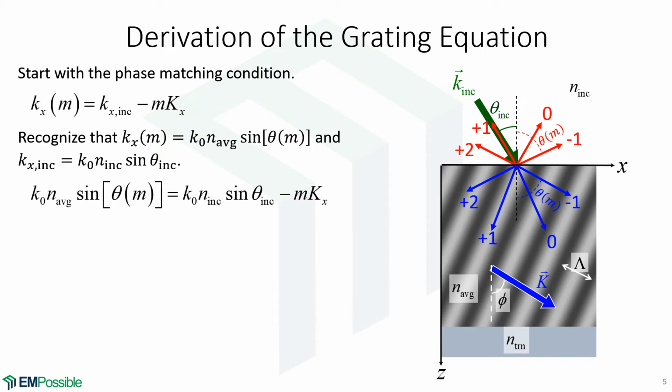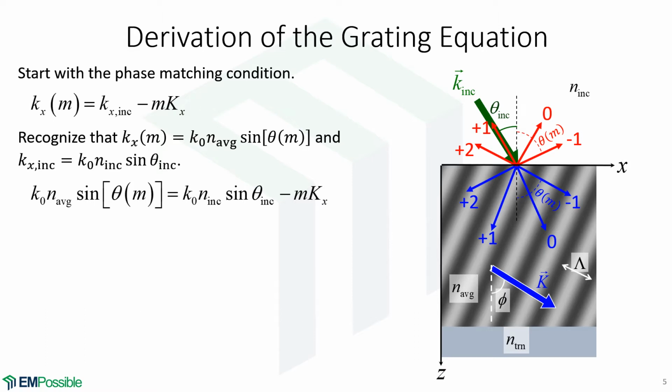So we recognize that the tangential component of the wave vector associated with our diffraction orders is their magnitude times sine of their angle. Likewise, our incident wave vector is its magnitude multiplied by the sine of the angle of incidence. So we can plug both of those into our phase matching condition, and we arrive at a slightly different form of our phase matching condition.